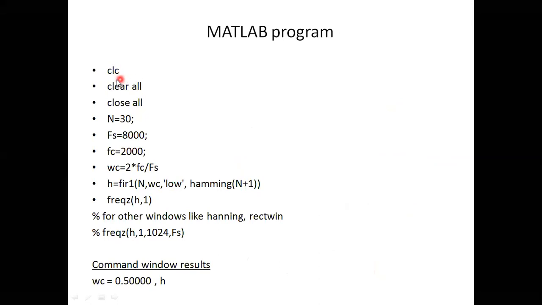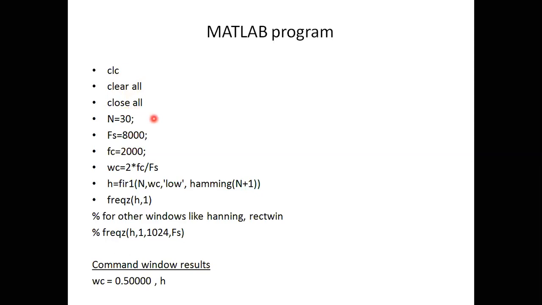CLC is to clear the command window. Next is clear all. Clear all is the command to clear the variables and the values of variables present in the workspace. So the difference between CLC and clear all is that CLC clears the command window, and clear all clears the variables present in the workspace. Close all is to close all other windows, like other plot windows, other figure windows.